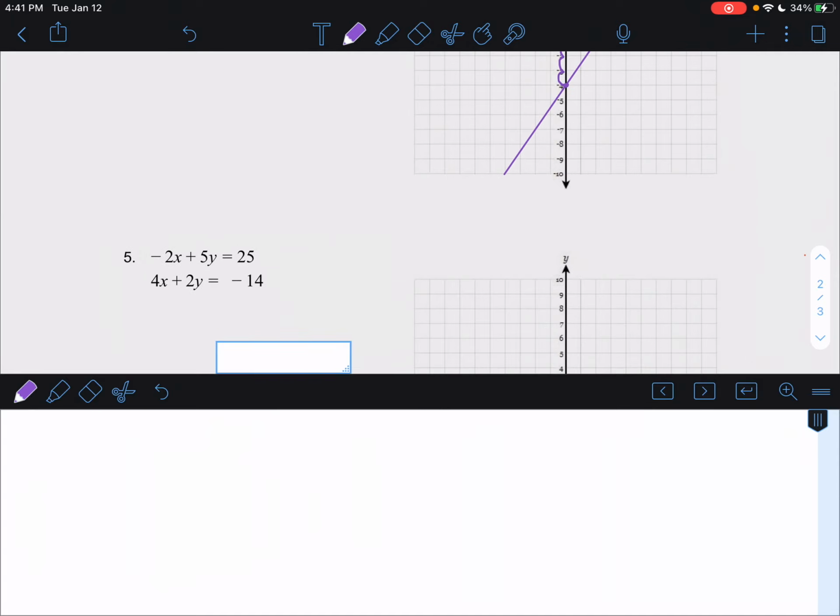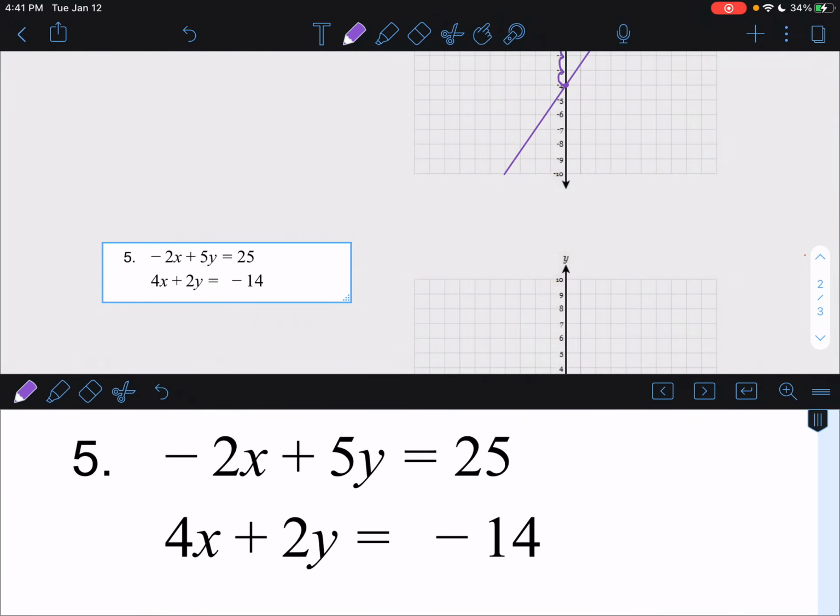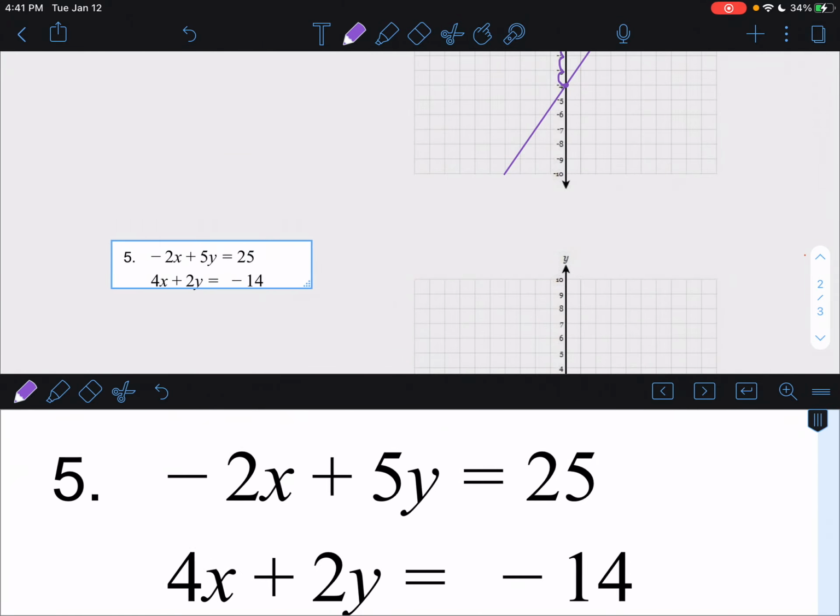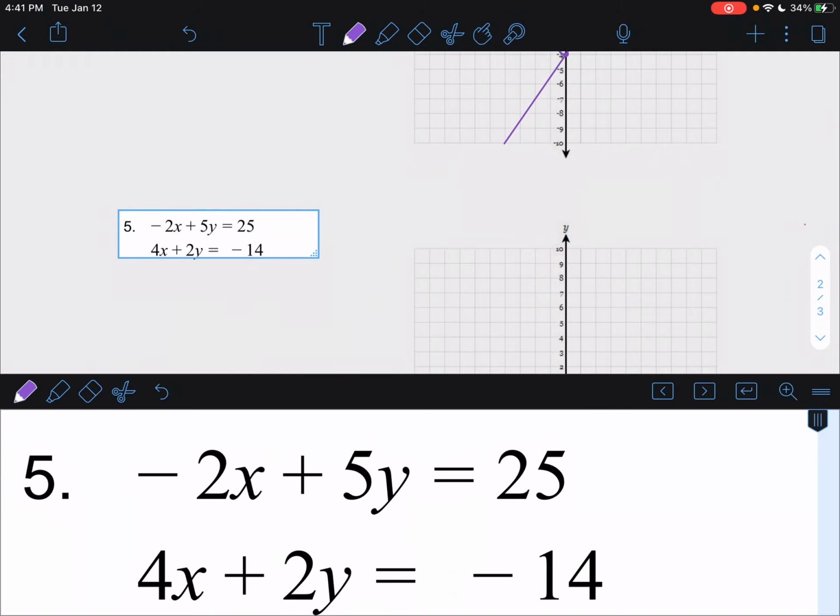All right, and then the last one, we're going to do the same thing. I'm going to do all 3 methods. Remember, you only have to do one, but I'm just showing you because there's multiple different ways that you could have done this, so I don't know which way you chose to do it. And I'll just go in order again. So first thing I want to do is graphing.